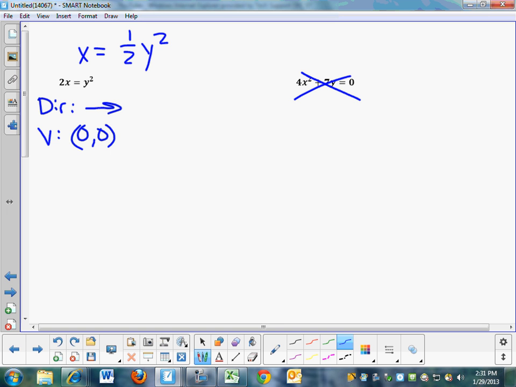I'm going to figure out P right now. In order to figure out P, I take A, which is 1 over 2, and set it equal to 1 over 4P. Good. If you cross multiply, you get 4P is equal to 2. Divide by 4, P is 1/2. Good, I can start sketching a graph here.